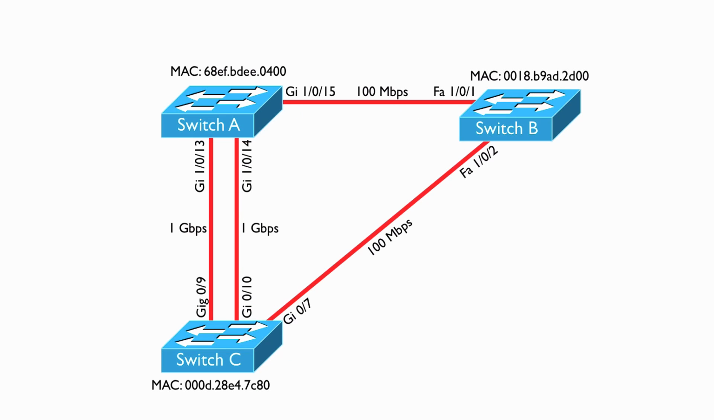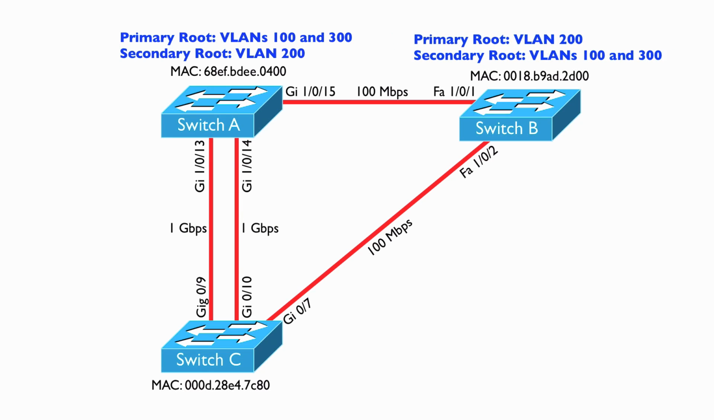Let's say that we want, for optimal flow, switch A to be the primary root bridge for VLANs 100 and 300, but the secondary for VLAN 200. And we'll say that switch B, we want it to be the primary root bridge for VLAN 200 and the secondary for VLANs 100 and 300. Prior to this configuration, switch C was the root for everyone. Even though we were running PVST Plus, where every VLAN can have its own instance of spanning tree, with the default settings, yes, we have multiple instances, but they're identical.